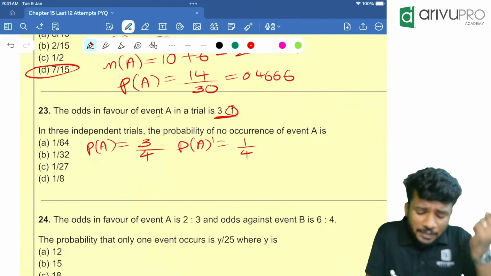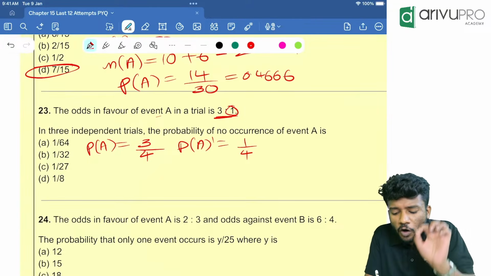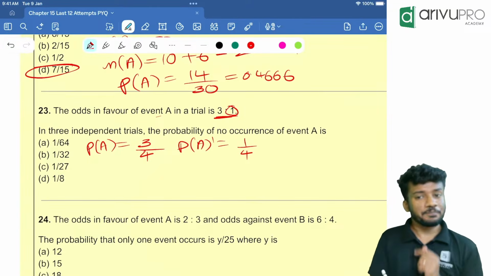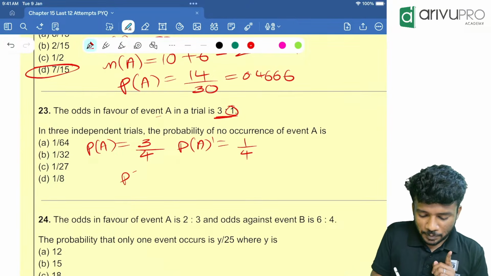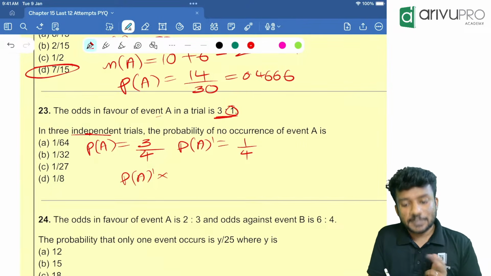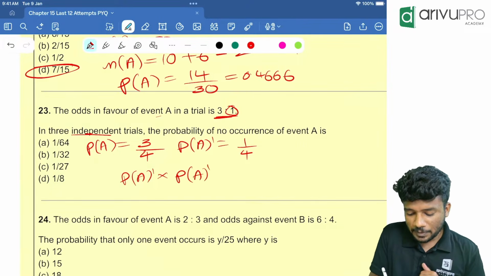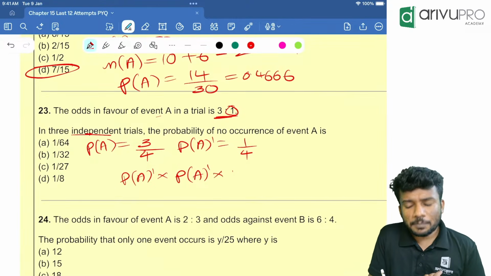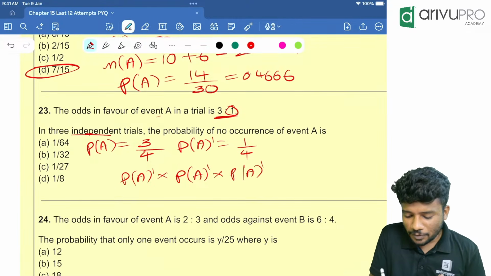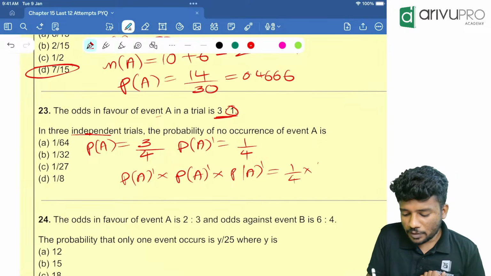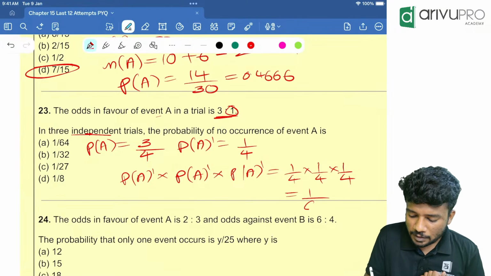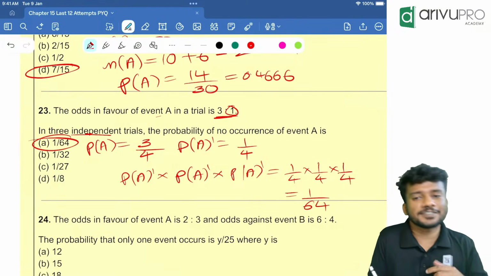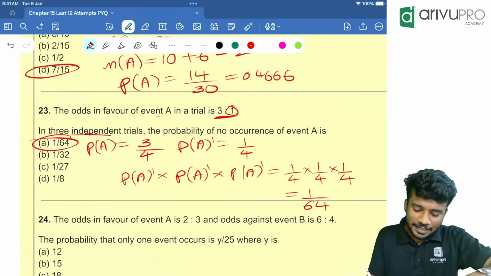In 3 independent trials, the probability of non-occurrence of event A. Okay people, 3 trials are there. First trial, A is not occurring. That means P of A complement. Since it is independent, I can write it like this, into. Second trial also it is not happening. That means P of A complement again multiplied with, again, third trial also it is not happening. That means 1 by 4 into 1 by 4 into 1 by 4. Answer is how much now? 1 by 64. Option A is your answer. Got the point? Yes. Next one.